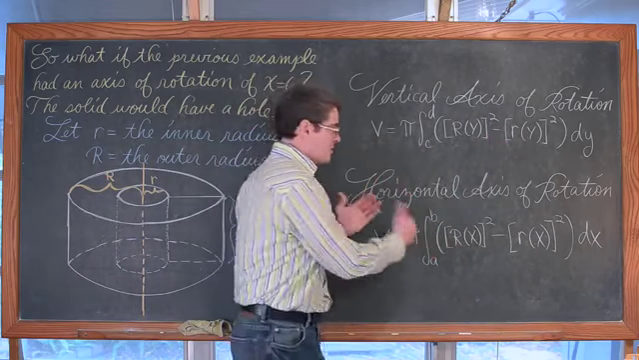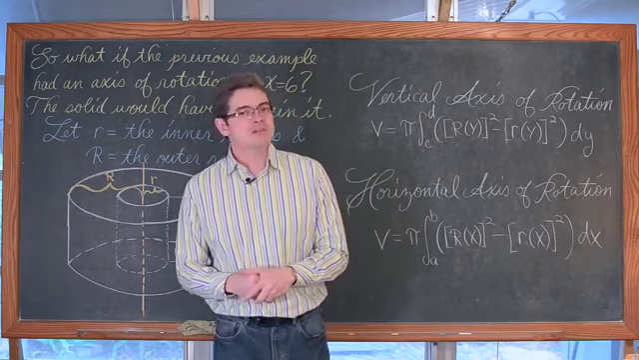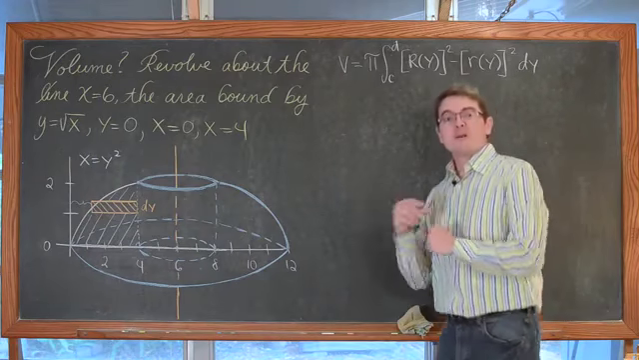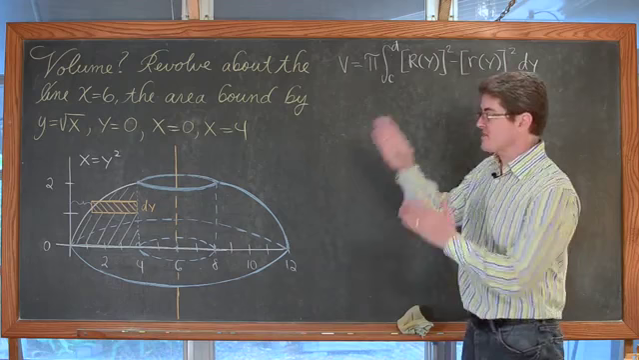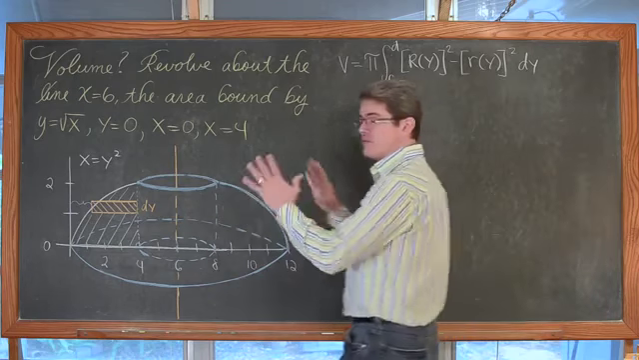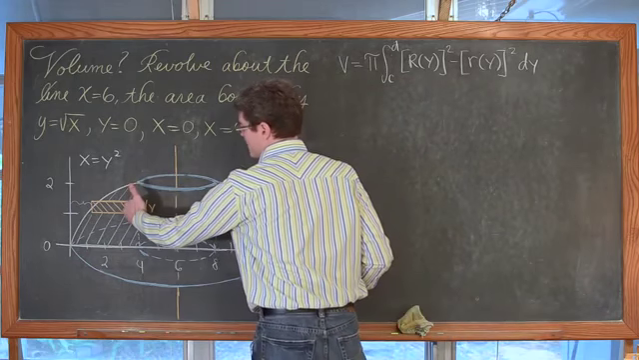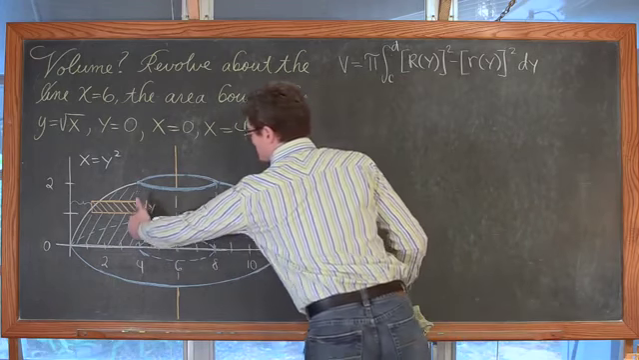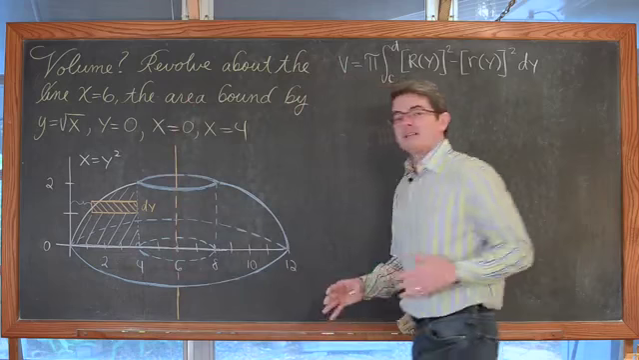So that's what the formula looks like. Let's see what it looks like in practice. So now we have our notes out of the way. Let's get back to that previous example. Everything's going to be the same except our axis of revolution is going to go from x equals 4 to becoming x equals 6.